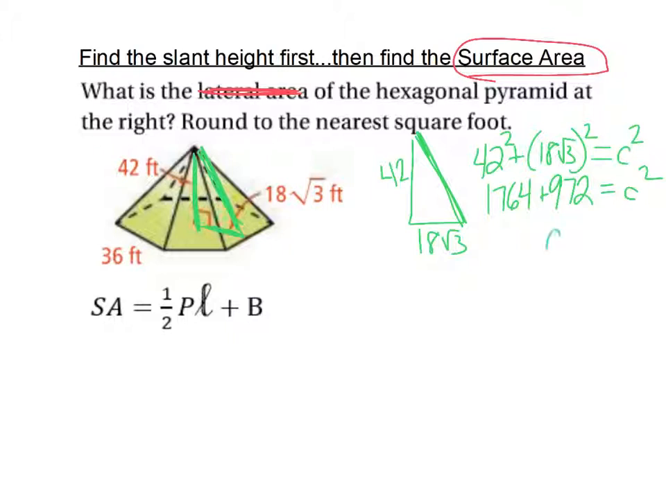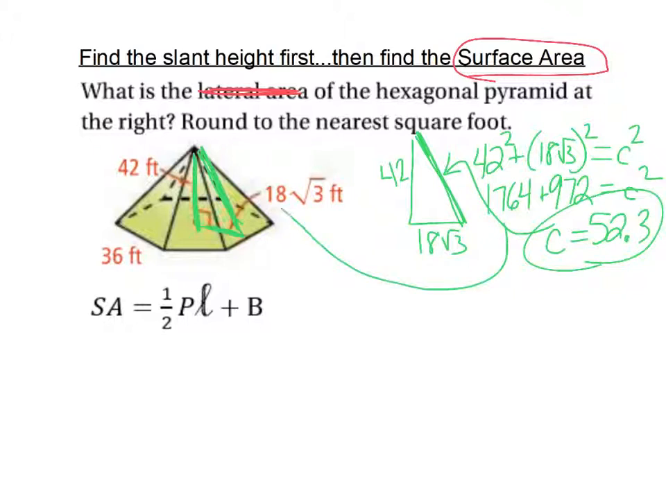All right, this did not come out quite as nice. I have a 52.3, and that is the slant height. So that would go right there, but ultimately, that's your slant height right there. Okay, the other thing that we're going to have to know to find the surface area is the area of the base. So let's work on area of the base.